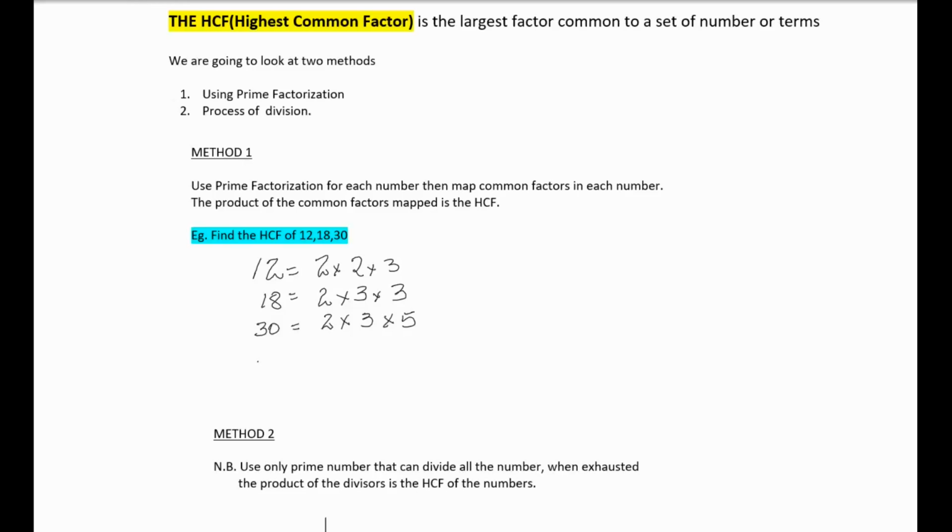Now we are going to look at the factors which are common to each of the given numbers. So we're going to map them. We have a 2, map onto a 2. So we have a 2 there. There are no more 2's in each of them. But we have a 3, another 3, and that is it. So the highest common factor is equal to 2 times 3, which is equal to 6. So 6 is the biggest number that can divide all those three numbers.